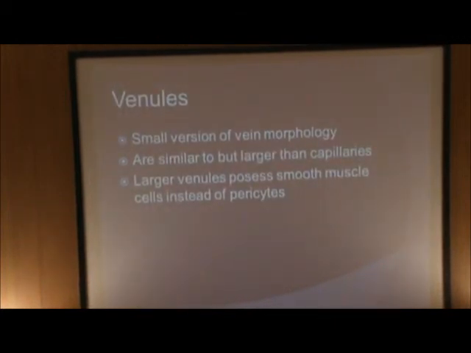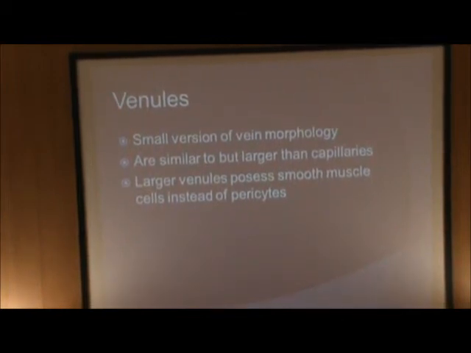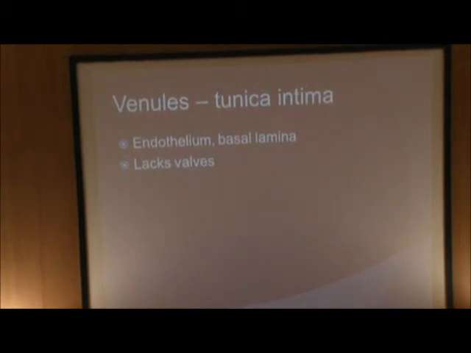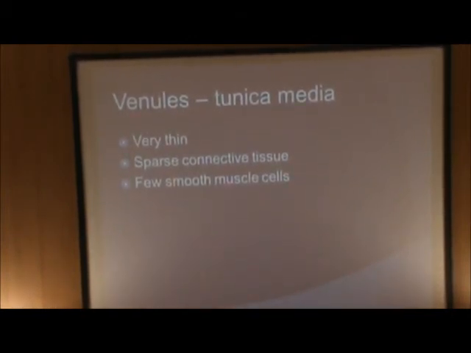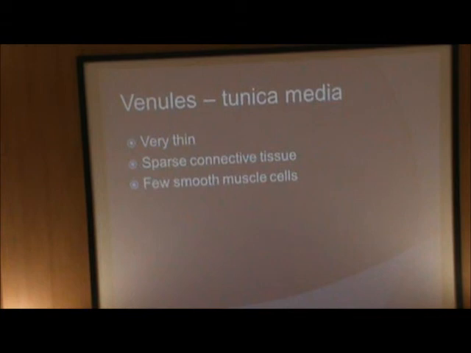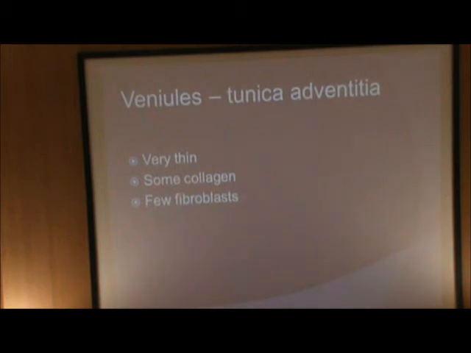And the smallest, venules, small version of vein morphology. Larger venules may contain smooth muscle cells instead of pericytes in capillaries. Tunica intima, endothelium, located on the basal lamina. Tunica media, thin, it is composed of few smooth muscle cells. And tunica adventitia, collagen with few fibroblasts.